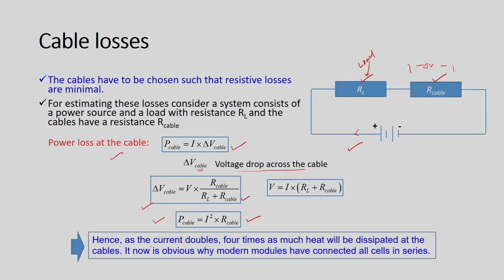So, as the current doubles, this power will be 4 times. What does it mean? As the current doubles, 4 times as much heat will be dissipated at the cable. So, it is now obvious why modern modules have connected all the cells in series, because of these losses. Power dissipation is very high because I square R losses will be there. So, we have to be very particular about the kind of cables to be used for this kind of standalone system.